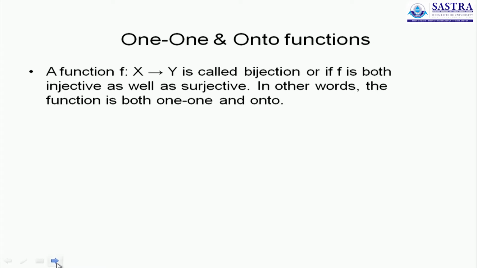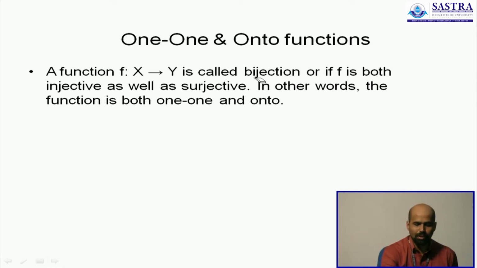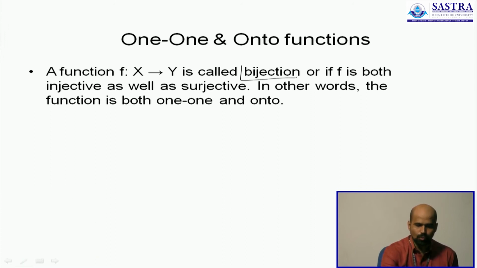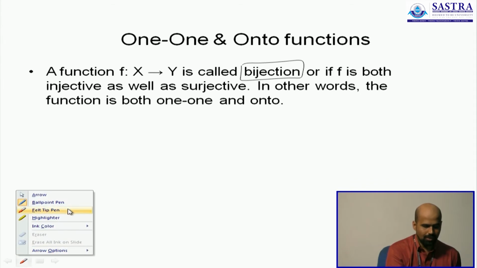And there are also some functions which are both one-to-one and onto. We call them by a special name, a bijection. Functions which are both one-to-one and onto, we call them a bijection. It is both an injective function and a surjective function. Therefore, it gets called a bijective function or a bijection. An example of this can be given like this.